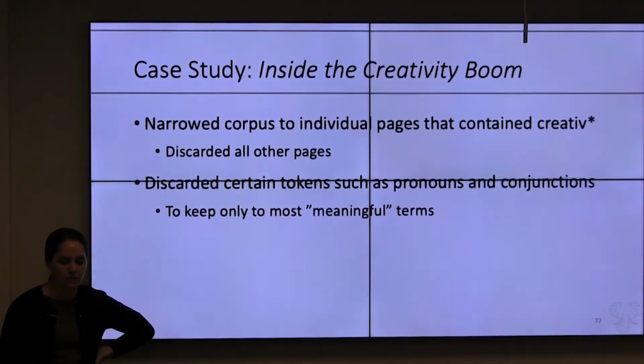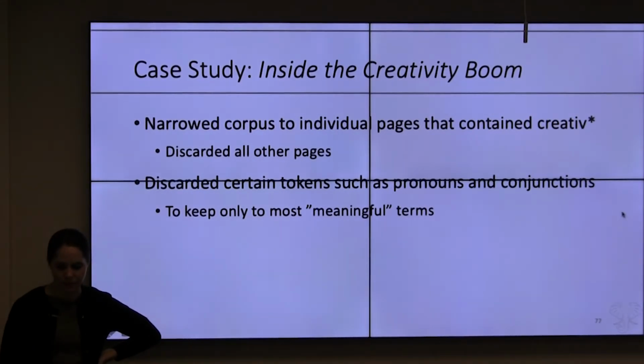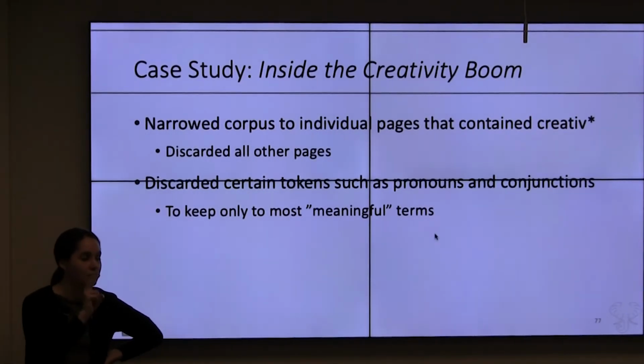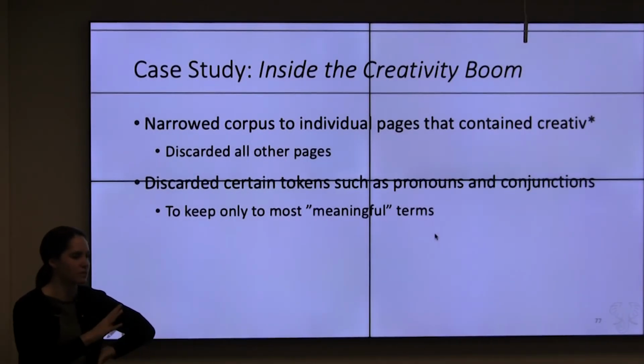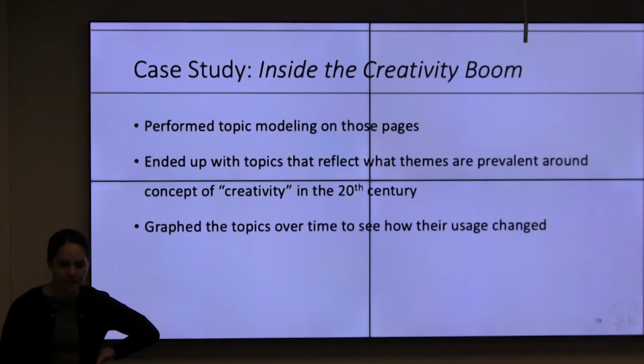And then he narrowed his corpus only to those individual pages that contained some form of creative. So he got rid of every page where creative didn't appear. And then he kept only the meaningful tokens. So he got rid of pronouns and conjunctions. There's a term of art for this, but anyway, he kept the meaningful ones. So things like adjectives, nouns, proper nouns, verbs, and decided that the other words were less meaningful for his analysis. And then he performed topic modeling on those pages.